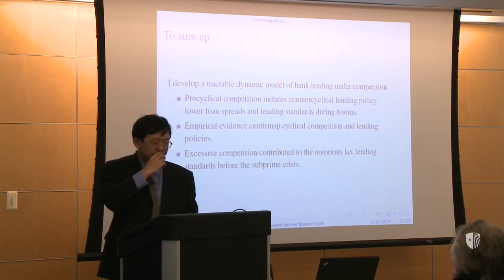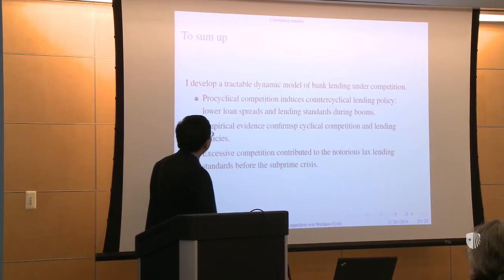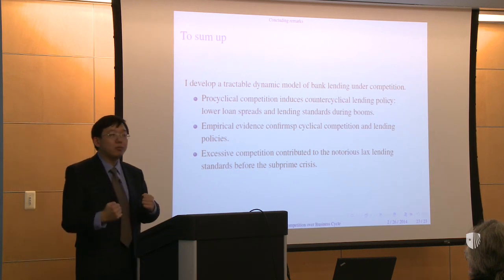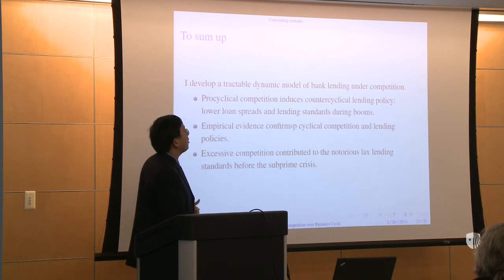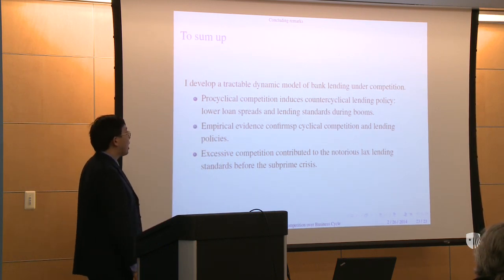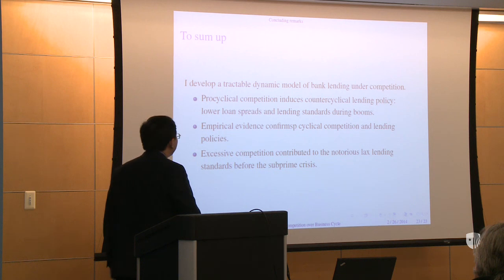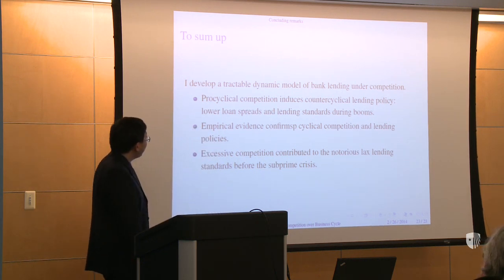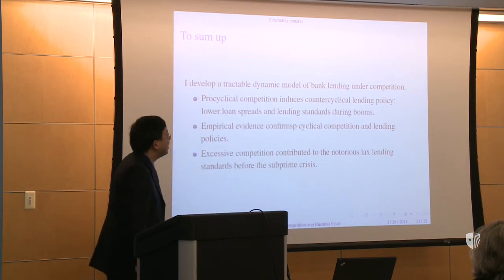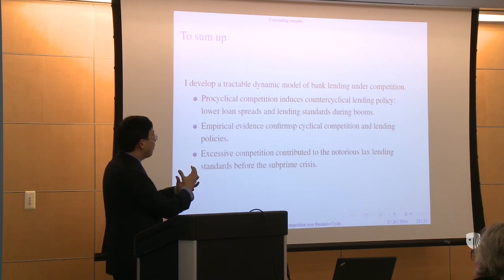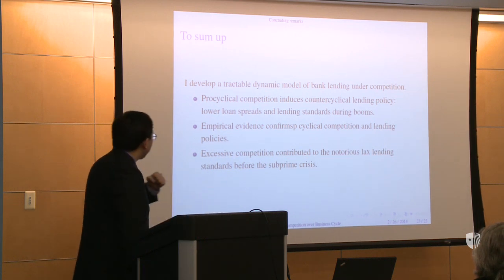So let me wrap up at this point. In this paper, I develop a tractable dynamic model of bank lending under competition. What I show is that the pro-cyclical competition induces counter-cyclical lending policies, that is, lower loan spreads and lower lending standards during booms because of more competition among those banks. Moreover, I provide some empirical evidence that confirms the cyclical prediction of the cyclical pattern of competition and lending policies over time.